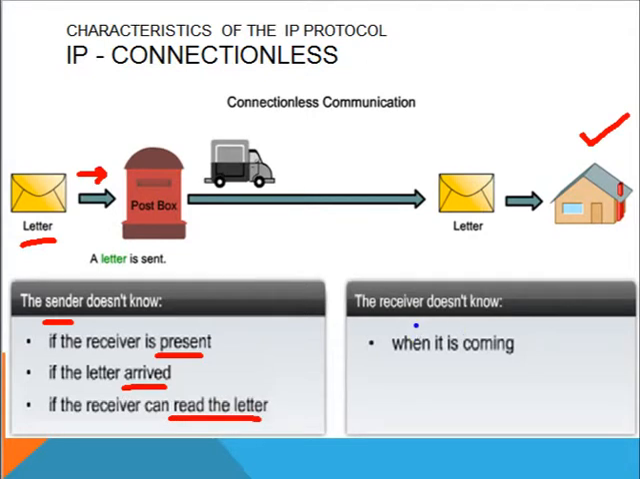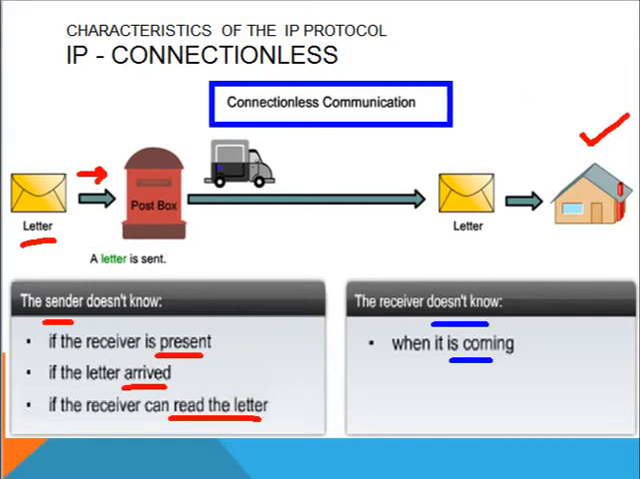On the other hand, the receiver also does not know when your letter is going to come. So this is essentially what we call connectionless communication, because in the connection from the sender to the receiver, there is no way to know how to reach the destination or whether the letter has reached the destination.